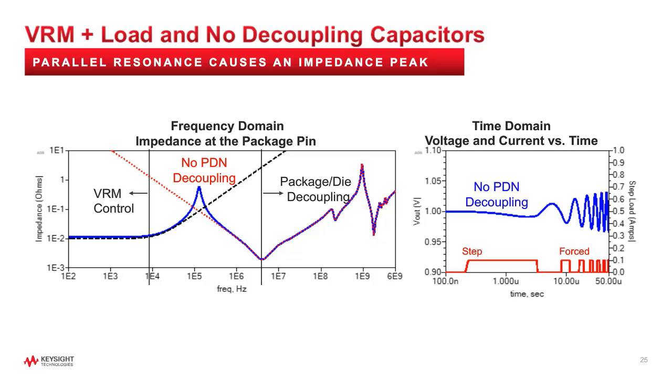The time domain plot on the right shows this exact case. The peak impedance may be low enough to handle a single step, but the forced response at this frequency grows exponentially, showing a worst-case noise ripple. To get rid of this resonance, we need to add decoupling capacitors.